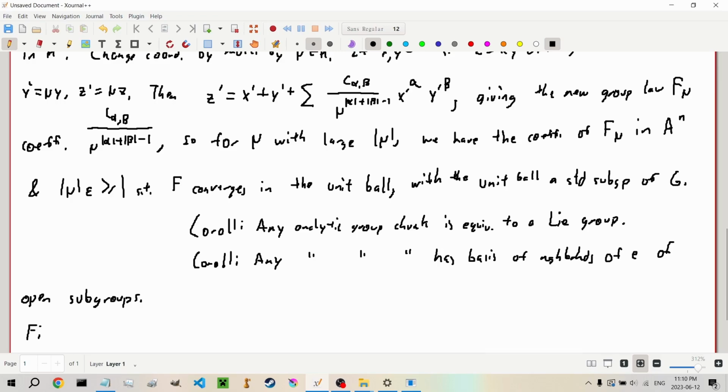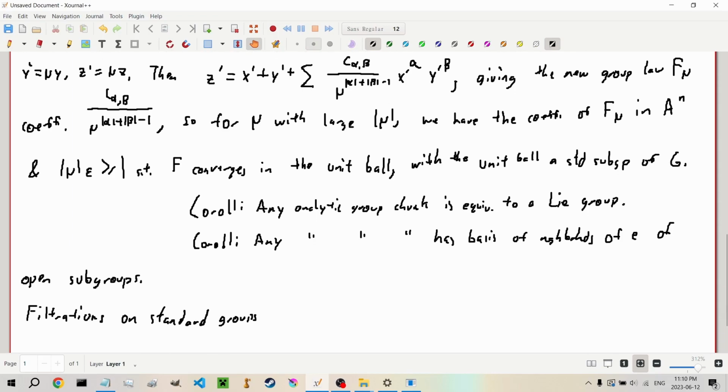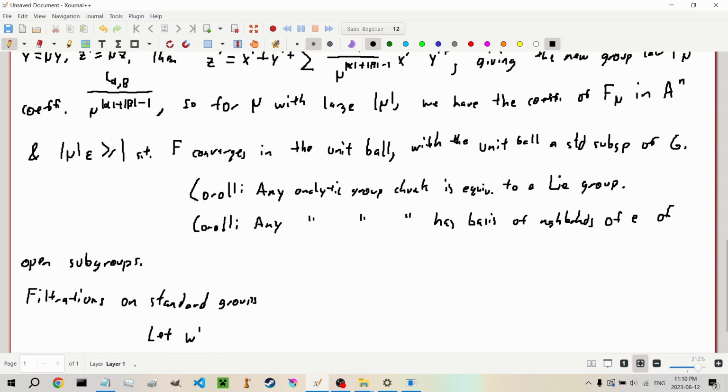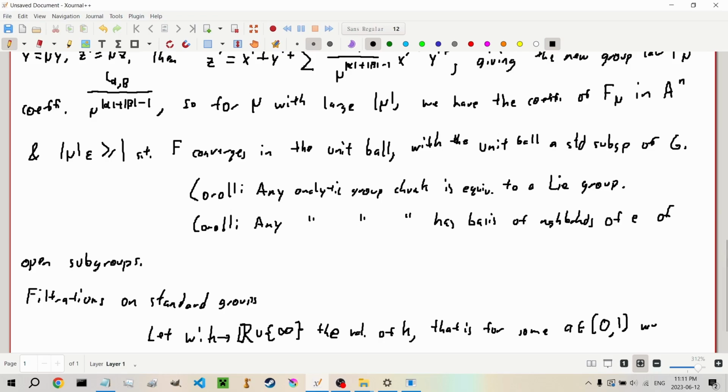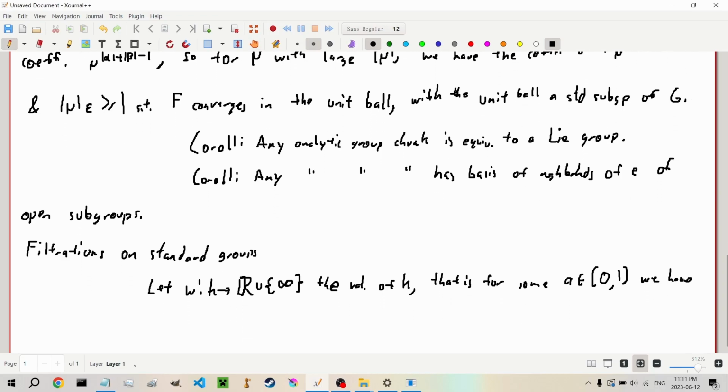So the next chapter is filtrations on standard groups. We keep our notation, and we additionally are going to let W from K to the reals, or it can be infinity, be the valuation of K, that is, for some alpha in R, a real number strictly between 0 and 1, we have that the absolute value of x is equal to alpha to the power of W of x for all x in K.